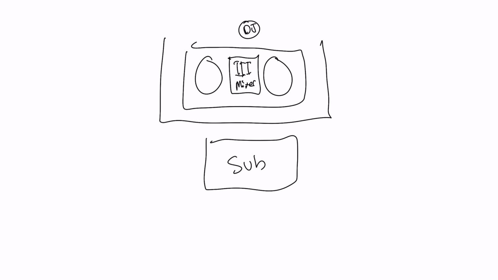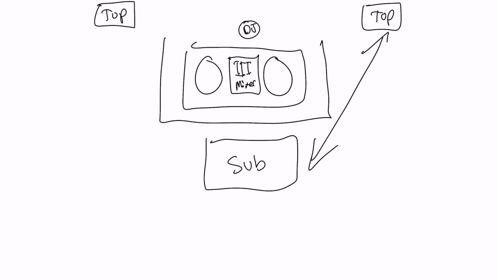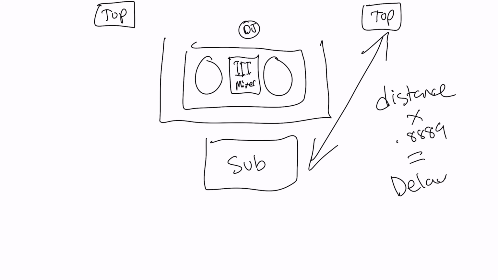For the first example, let's say you have a subwoofer right in the middle, right in front of your facade, right on the dance floor, and then your 2 top speakers are placed a little far back, so you're basically behind the subwoofer. In this case, you want to measure the distance between the top speakers and the subwoofer, take that and multiply it by 0.889, and that will get you the amount of milliseconds you want to delay the sub.